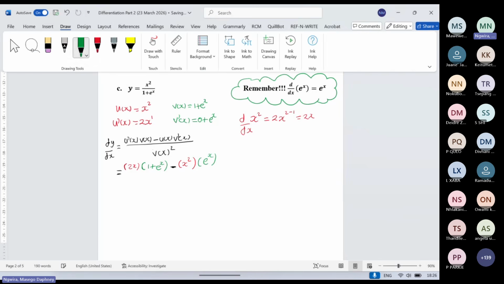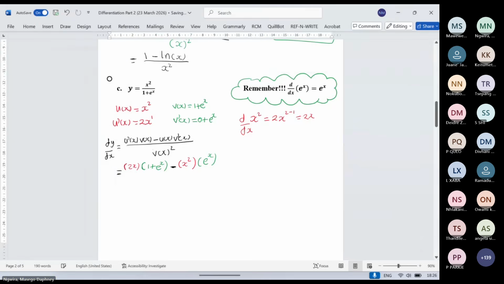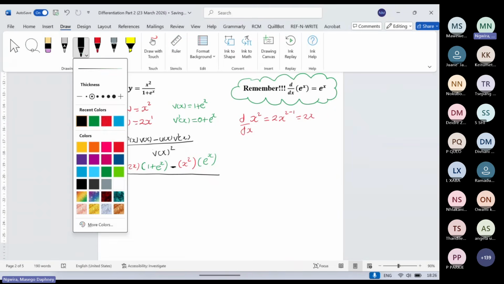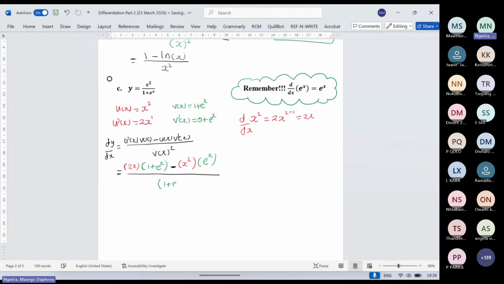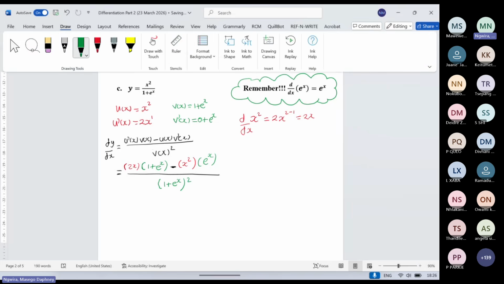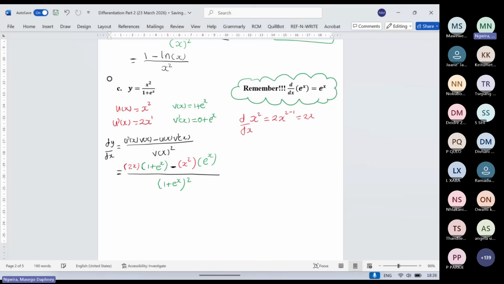And then now everything over v(x), we square it. Our v(x) is 1 plus e to the power of x. So this is just going to be 1 plus e to the power of x, all squared. And then now we are going to multiply. Every time, you multiply before you add the like terms.